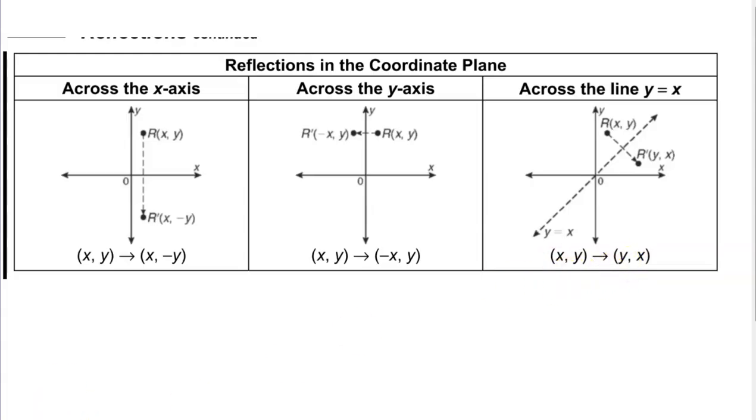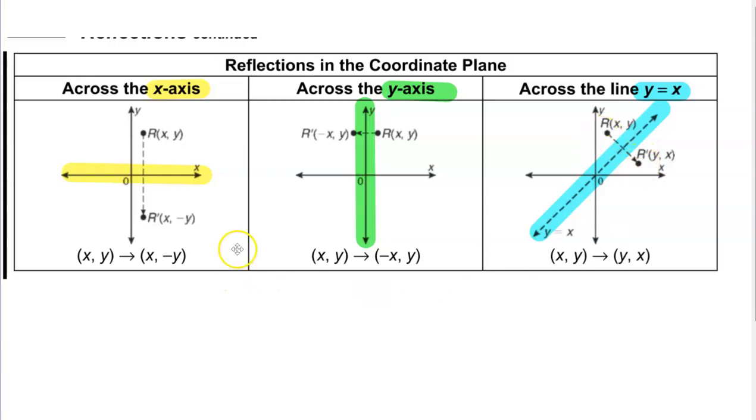So, again, I'm going to go over these here. Here is the x-axis, which is right here, and we're going to reflect it across that line. Here's the y-axis. Notice how it's reflected this way. And here is y equals x, this diagonal line. Notice how it's reflected diagonally.